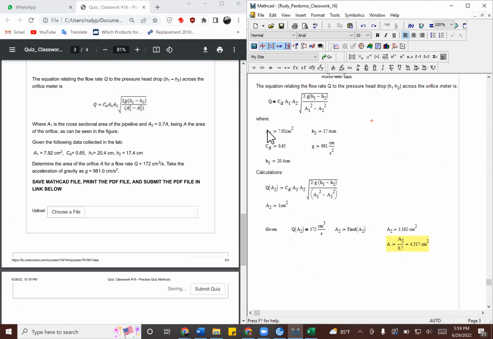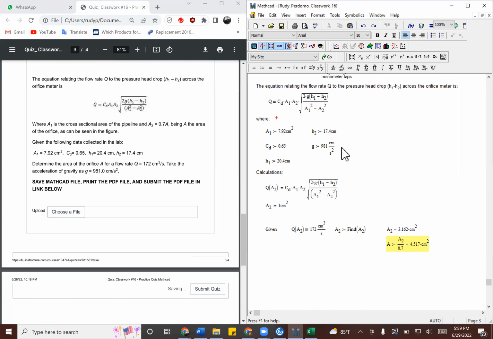So these are all the values they give you. A1 is equal to 7.92 centimeters squared. CD is equal to 0.65. There's no units there. H1 is equal to 20.4 centimeters. H2, 17.4 centimeters. And g is equal to 981 centimeters per second squared, or 9.81 meters per second squared.